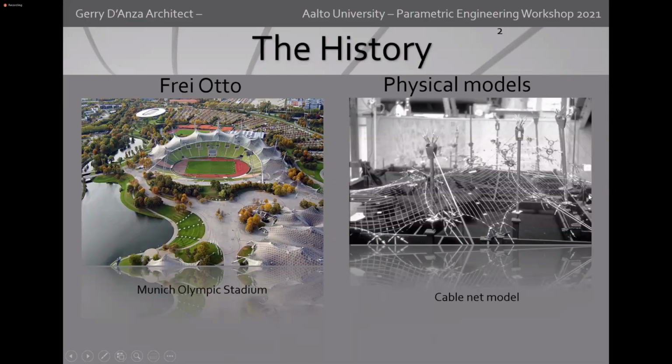So just a brief introduction to the history. Everybody knows the Munich Olympic Stadium, and this is one of the first works that Frei Otto did in the 70s. At that time, there were no computer software to do this, and so you see here on the right, this is the physical model that they used, and the main goal was to calculate the pre-stress in the cables using the physical model.